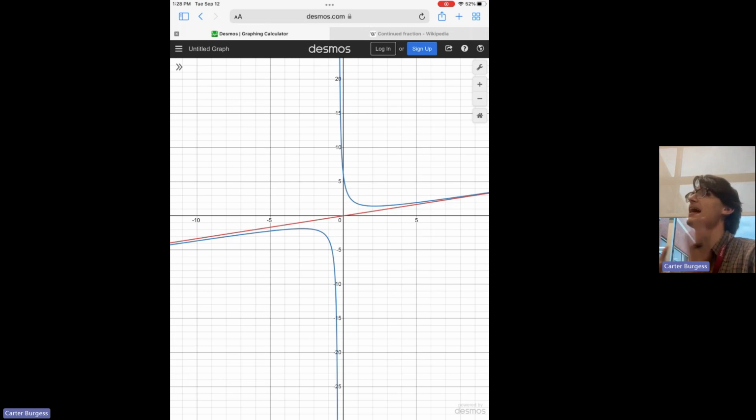So exact same idea as horizontal asymptotes. It's just that the function that we are approaching is a linear function. It's just not a horizontal linear function. It's not a constant function. It's a linear function.